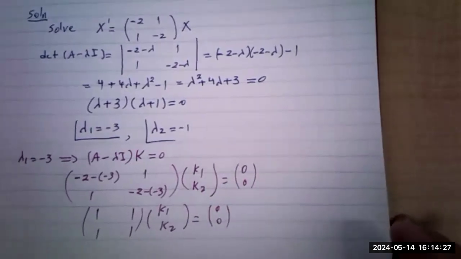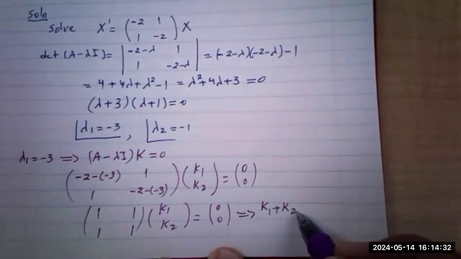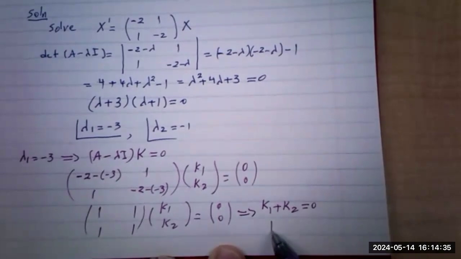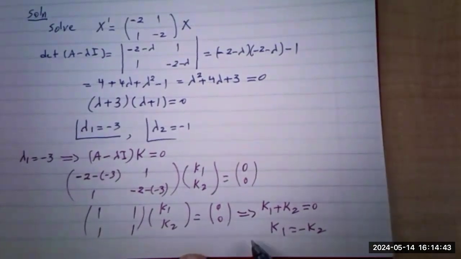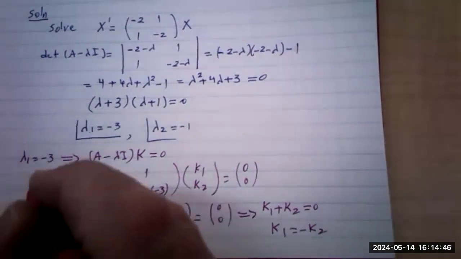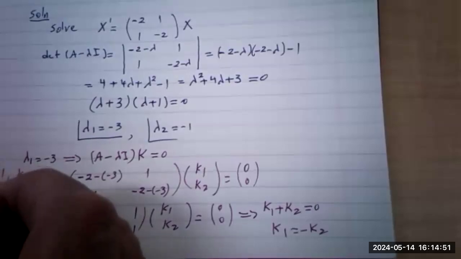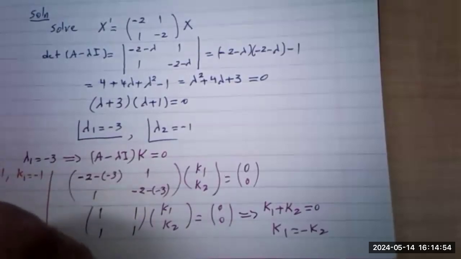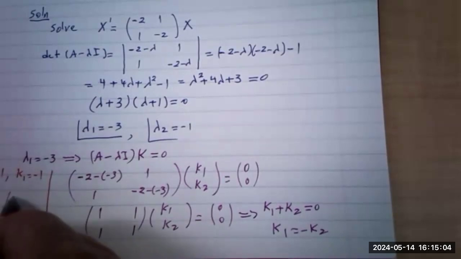Just pick one of them because the system is dependent. So you are going to have k1 plus k2 equal to 0, so k1 equal to negative k2. You can pick any number you like. I pick k2 equal to 1 and k1 equal to negative 1. So the first k, if you want to call it k1, just k would be fine, is going to be negative 1 and 1.